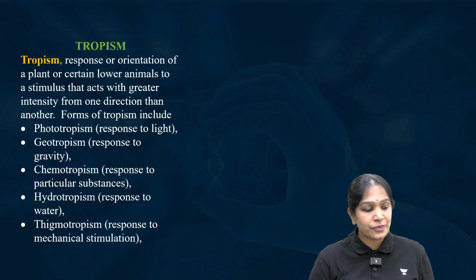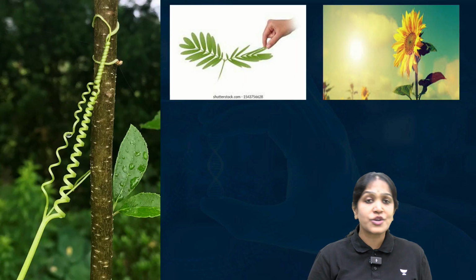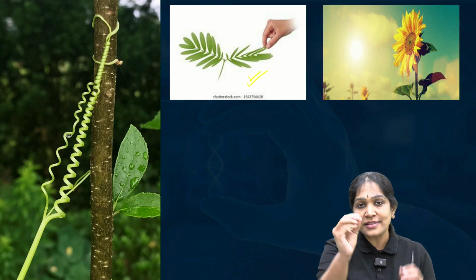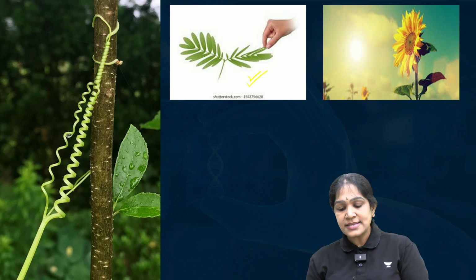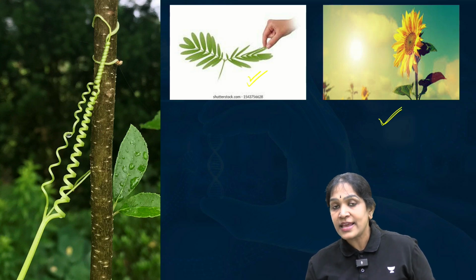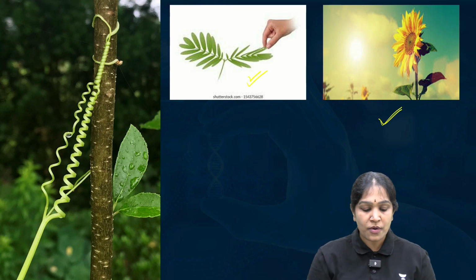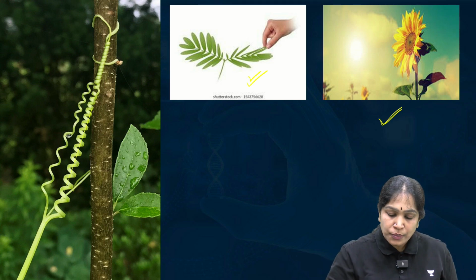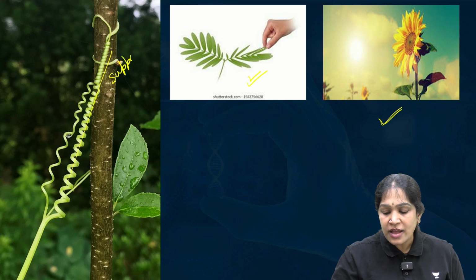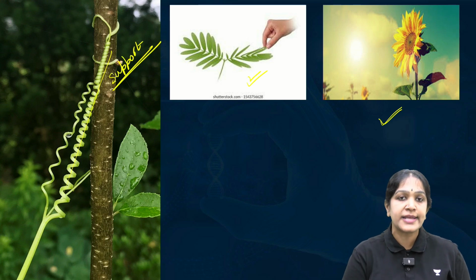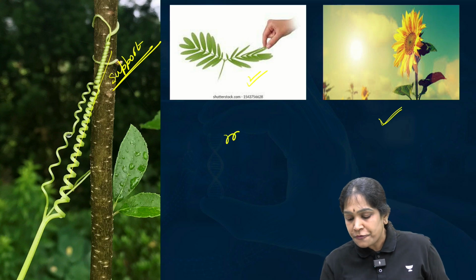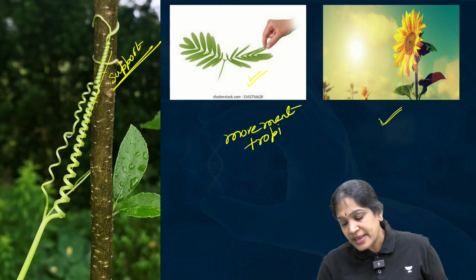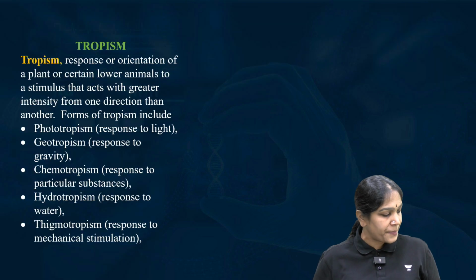Now, moving on to tropism. What is tropism? Did you ever see the touch-me-not plant? When you touch it, the plant will move like this. And this is a sunflower. The sunflower is facing towards the sun. And this is a creeper, moving towards the support. Wherever you have the support, it is moving towards that. This type of movement is called tropism.